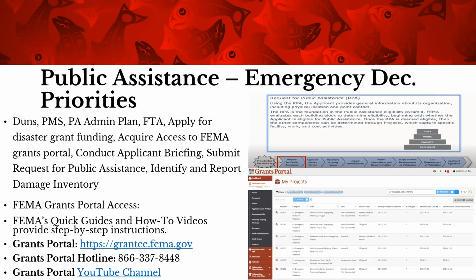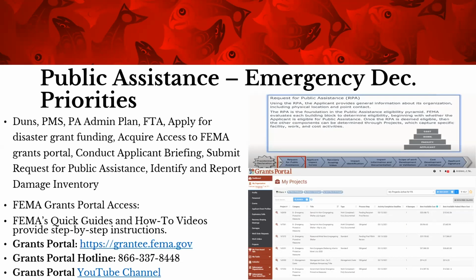One of the steps in the PA process is going to be to conduct an applicant briefing. Yesterday we mentioned that we went ahead and had that applicant briefing with all of our departments and all of our tribal directors, thinking that was the proper avenue to take, because it seems like this whole process is still set up for states. We're basically paving a new way, tribes are, and we're finding ways to do this.